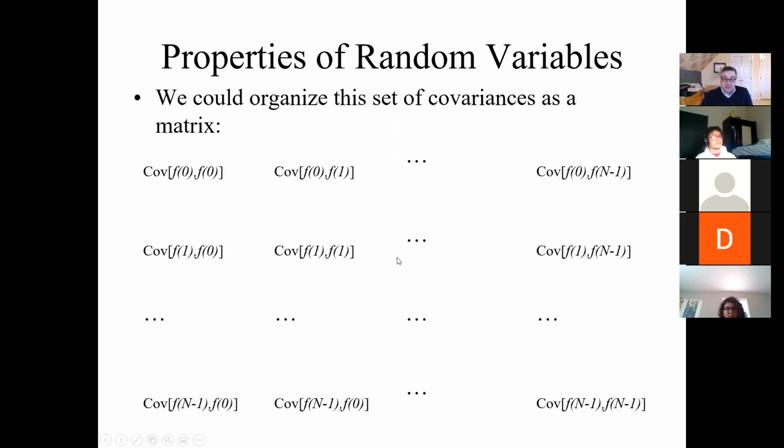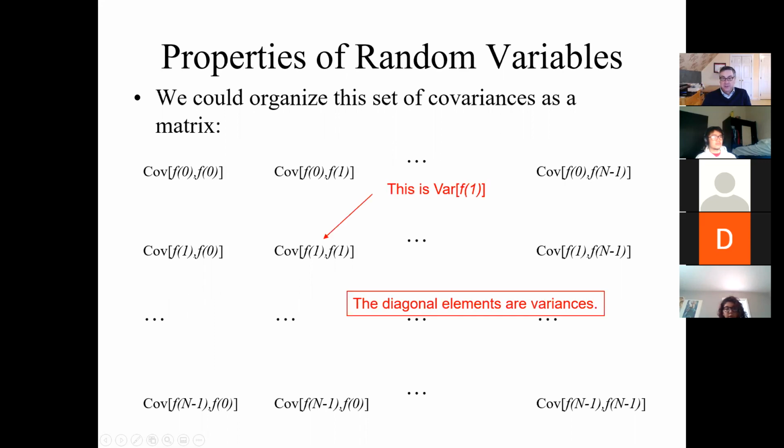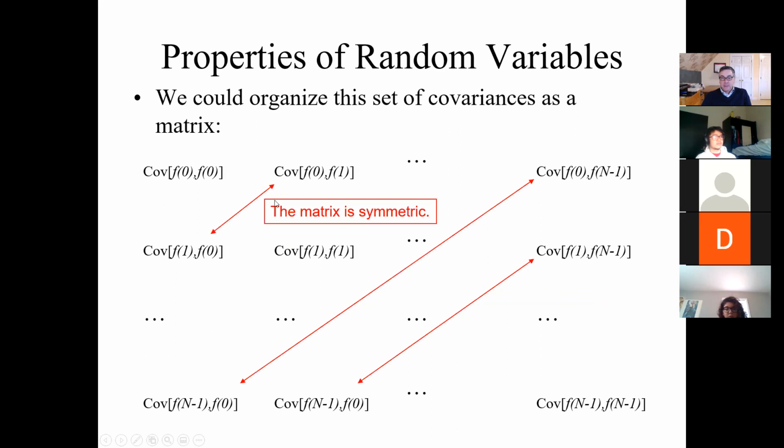And this is actually what we would call a covariance matrix, although we're not really going to be spending a lot of time on it, since we're not doing linear algebra so much in this class. You can do that with this stuff, but we're not going to. Pointing out, the diagonal elements are variances, because this is the variance of F at 1. The matrix is symmetric, meaning that things on opposite sides of the diagonal are equal, because it doesn't matter if it's F0 with F1 or F1 with F0, they should be the same.